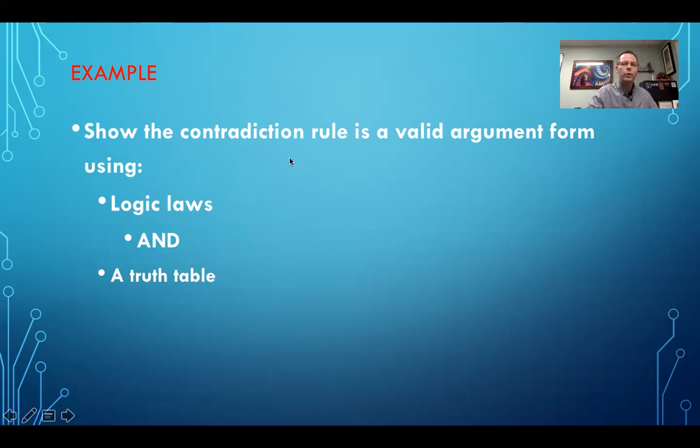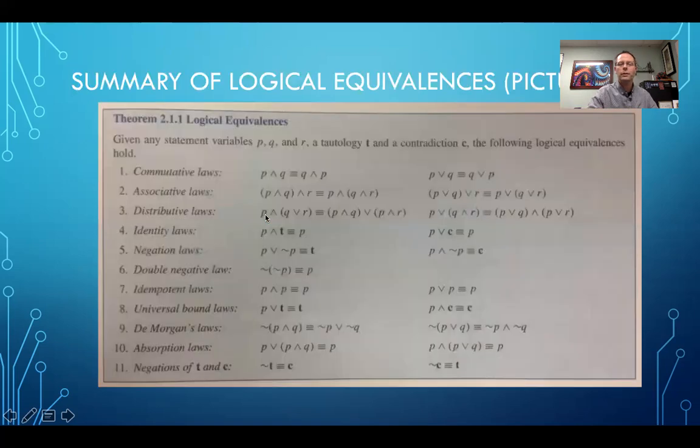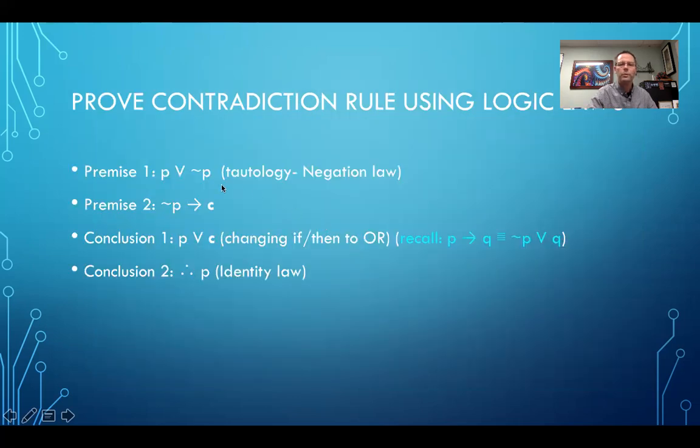So how would I prove that the contradiction rule is a valid argument form using logic laws? This is going back to this table of logic laws, which we talked about in the last video. So here's what I would do. Here's my argument. Premise one is P or not P. That's just a tautology. It's called the negation law, like something or the opposite of something. That's always true. It's a tautology.